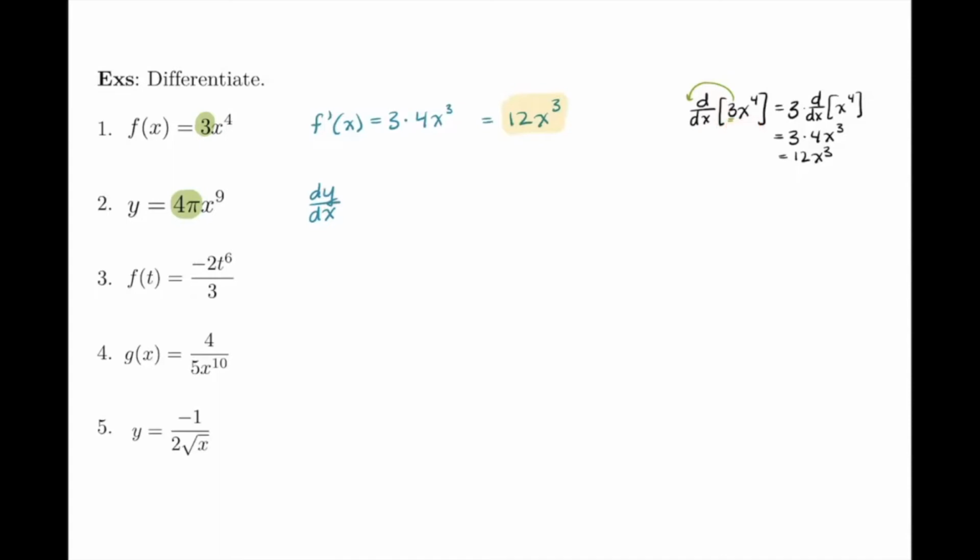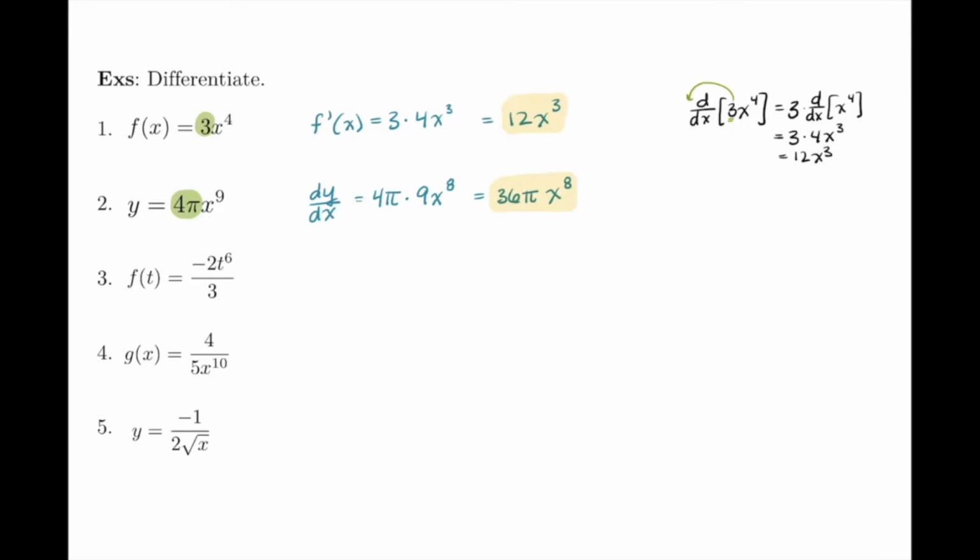So the derivative of this whole thing: the 4 pi is a constant multiple that's going to stay and multiply by the derivative of x to the ninth, which we can find using the simple power rule. So it will be 9x to the eighth. Then we can simplify this by multiplying the 4 and the 9 together to give us 36. 36 pi times x to the eighth. And there's the derivative of this function.